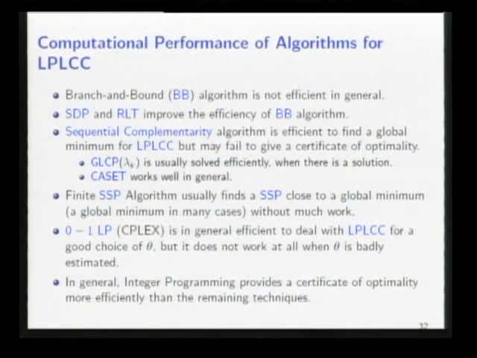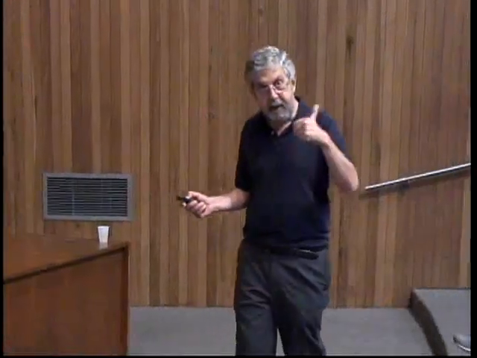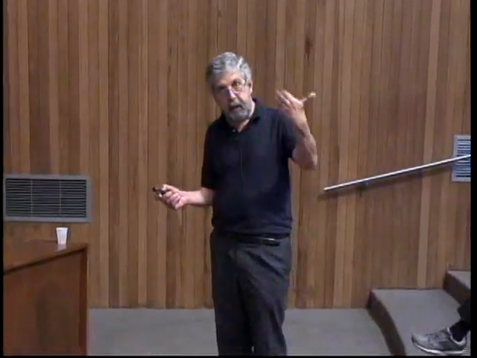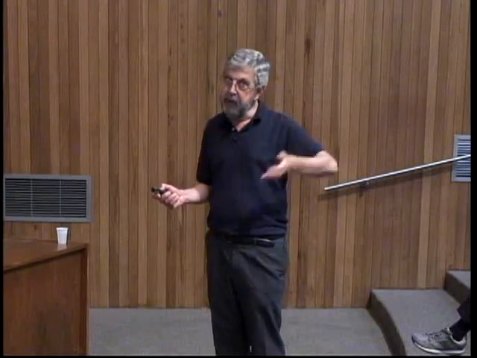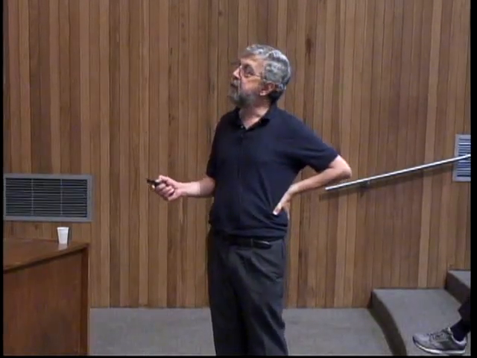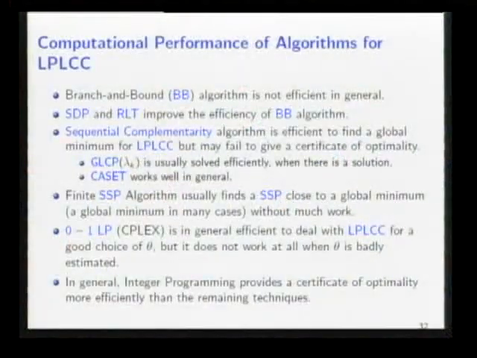Okay, so some hints about the computational performance of the algorithm. Branch and bound is not good, but if you add this one, as I said before, it improves. Now, the sequential algorithm is usually efficient at finding the global solution. But the problem is that to stop, you need to show that the last GLCP has no solution, which is quite difficult. So it is difficult for this algorithm to give a certificate of optimality.